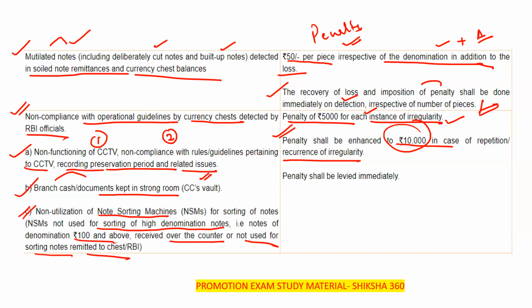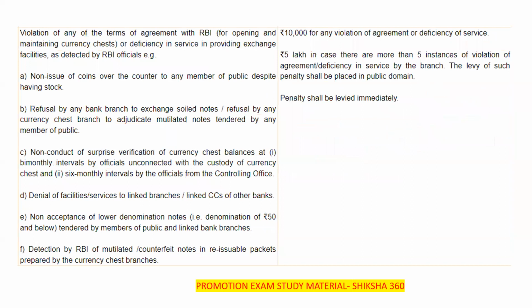now move to the next one. Next query, violation of any of the terms of agreement with RBI for opening and maintaining currency chest or deficiency in service in providing exchange facilities as detected by the RBI official. Example, non-issue of coins over the counter to any member of public despite having stock.